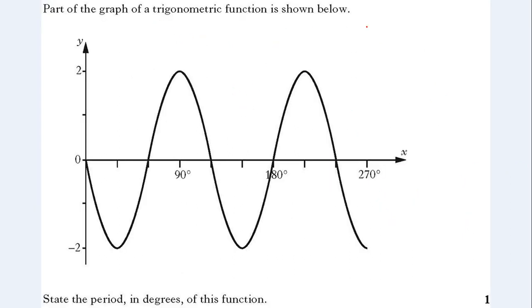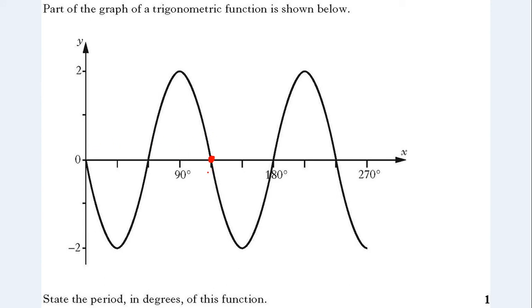Okay, so this time we're not told whether this is sine or cosine or what. We're just told it's a function. We've got this. It says state the period in degrees. So remember, the period is how long does it take to repeat itself. So, okay, it's not repeated yet. It's not repeated. Here we go. At this point here is when it starts repeating. So it's whatever this distance here is.